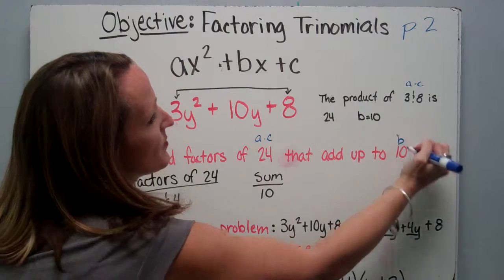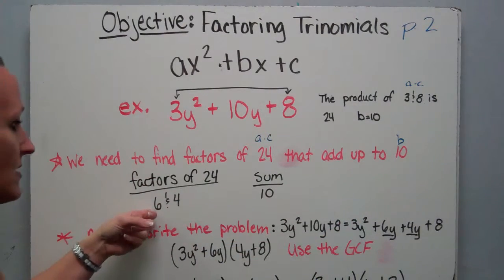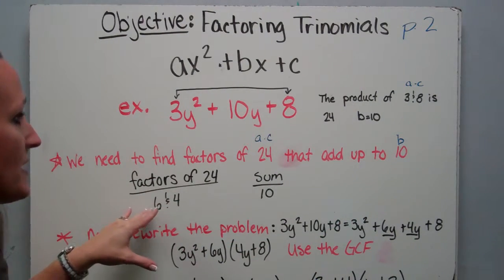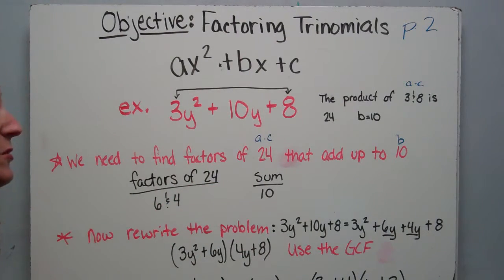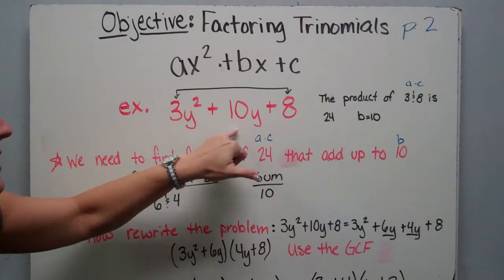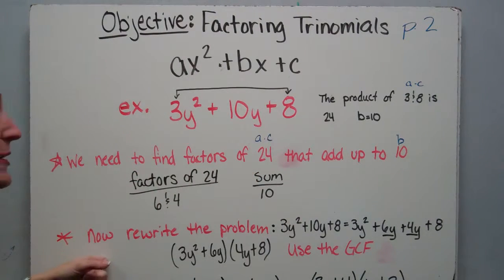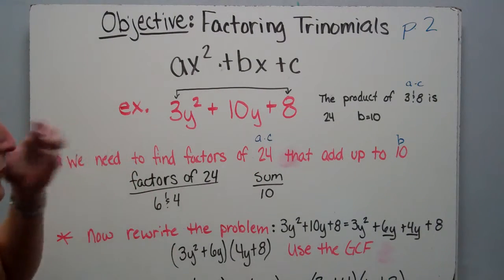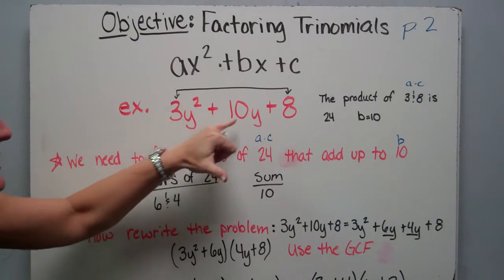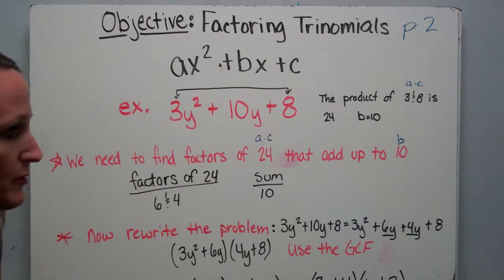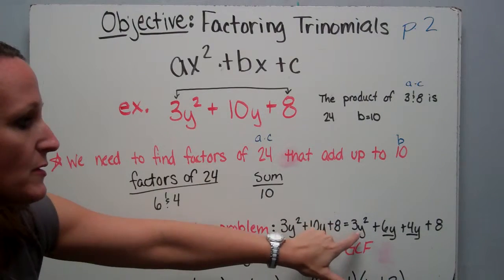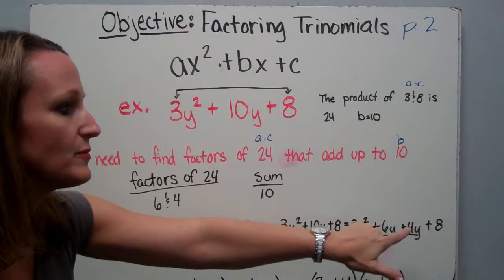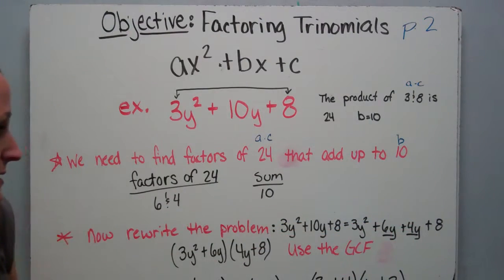Okay, so we found 6 and 4 to be our factors of 24, and that also add up to give us 10. So we're looking for a times c and then b. Okay, so now we're going to rewrite our problem. We're rewriting 3y squared plus 10y plus 8. How can we rewrite that? We're going to use these factors. We're going to rewrite it as 3y squared plus 6y plus 4y plus 8.